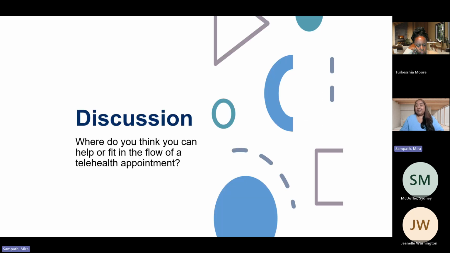So I've talked a lot for the past couple of slides, so we wanted to throw in a quick discussion question here. The real goal throughout these workshops is to get you all thinking about where you fit in, whatever organization you may be working with, whatever your role might be within that organization. How do you think you can help or fit into the flow of a telehealth appointment?